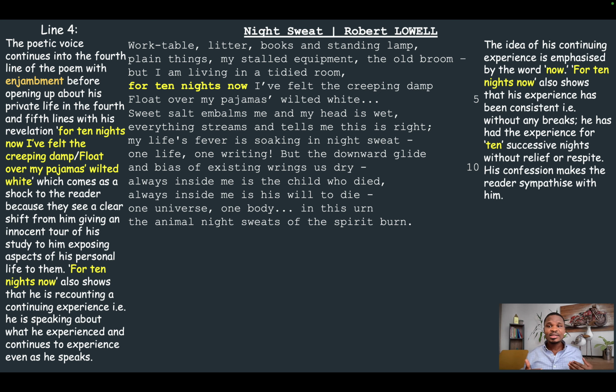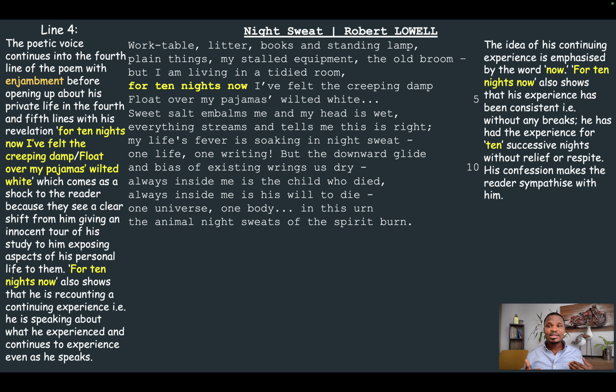Now, "for 10 nights now" also shows that his experience has been consistent. That is, without any breaks. There has been no breaks in his experience. He has had the experience for 10 successive nights or consecutive nights without relief or respite. His confession makes the reader sympathize with him. So for 10 straight nights, unabatedly, he's experienced what he describes as creeping damp over him.